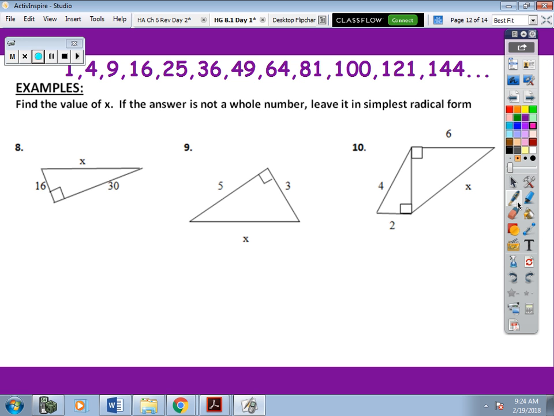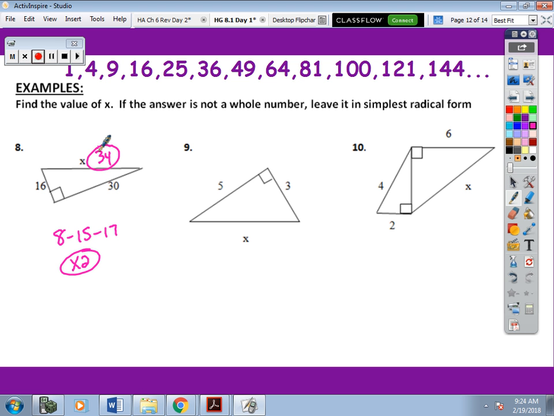So this one right off the bat does not look like a triple that's in our list. But does anyone see how we could modify one of the triples? Justin? 8, 15, 17. Times 2. So this should be 34. Done.